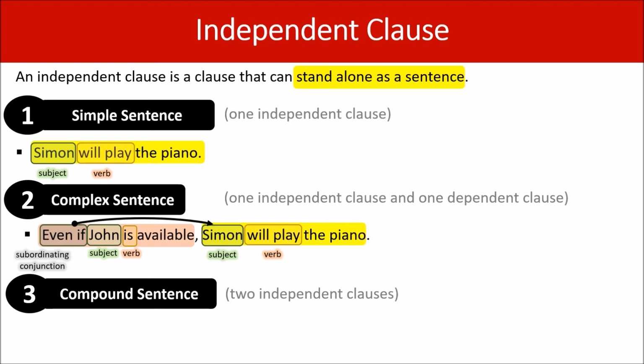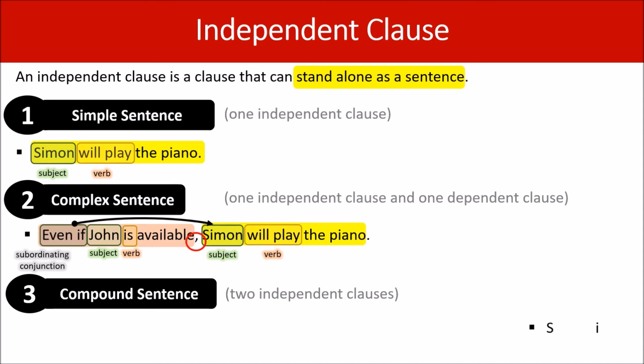Now, when a dependent clause sits in front of the independent clause, it is normal to use a comma to show where the dependent clause ends and the independent clause starts. A little bit more on that in a minute.